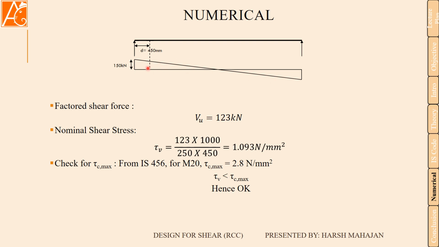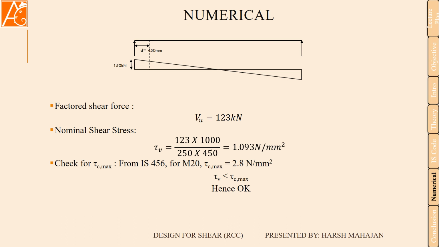By deducing the triangle, you can find the factored shear force Vu equals 123 kN. So nominal shear stress will be 1.093 Newton per mm square. What we have done, we have just divided the force by area. Now from Table 20 of IS 456, we can find that tau c max is 2.8 Newton per mm square. Means our tau v is less than tau c max, hence we don't have to redesign the structure.